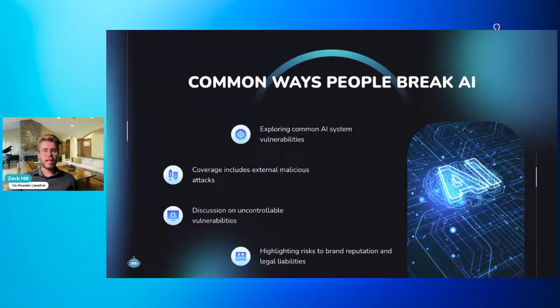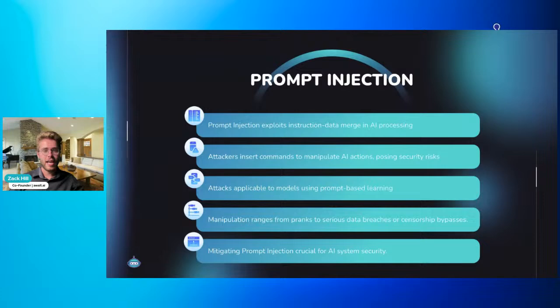So the next 4 slides will explore the common ways AI systems can be compromised. Now, this exploration will span from malicious attacks orchestrated by external actors to vulnerabilities beyond your control. Now, these vulnerabilities pose a significant risk to your brand reputation and may lead to legal liabilities. So the first way LLMs can be broken is through prompt injection.